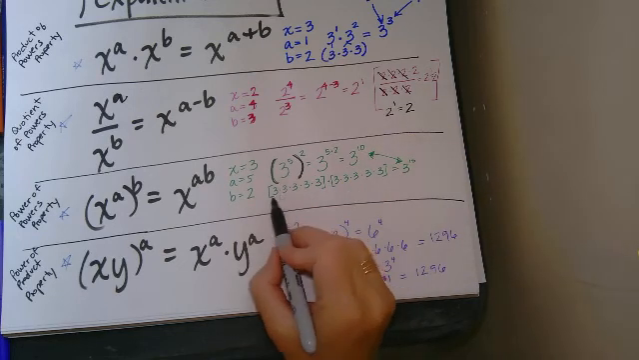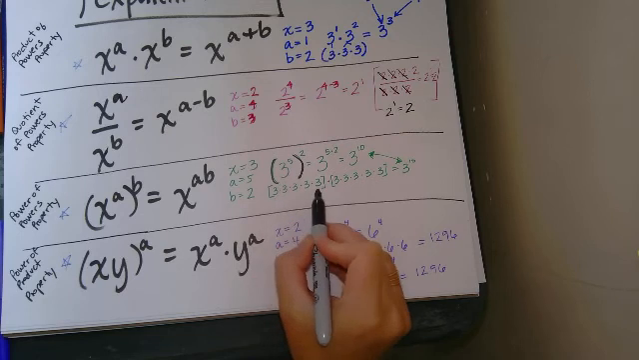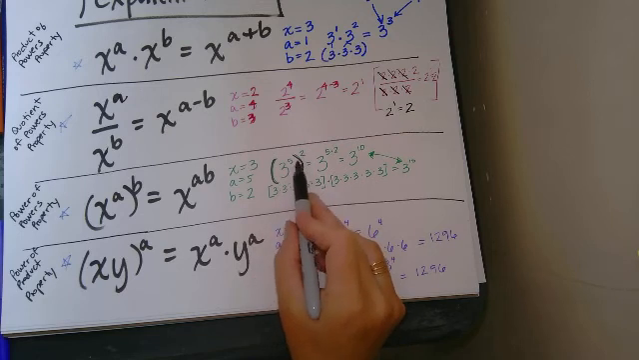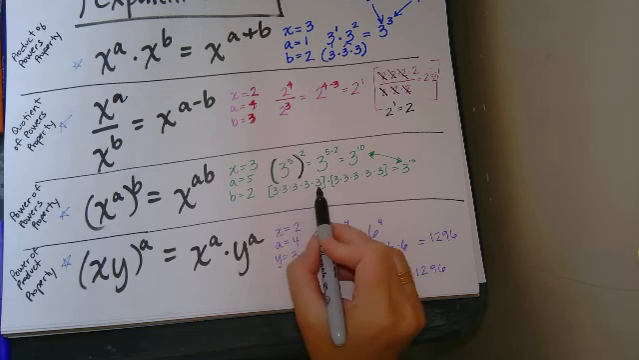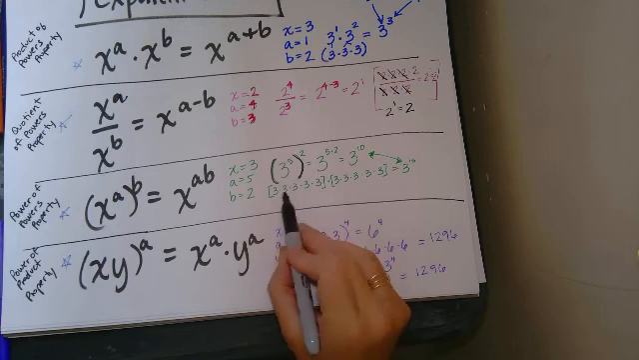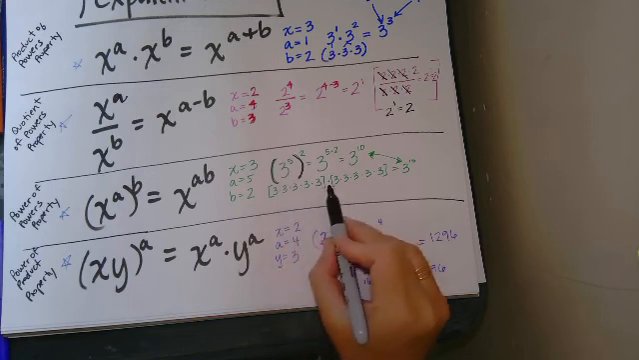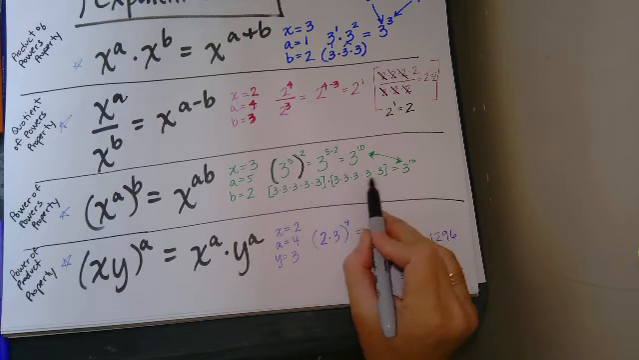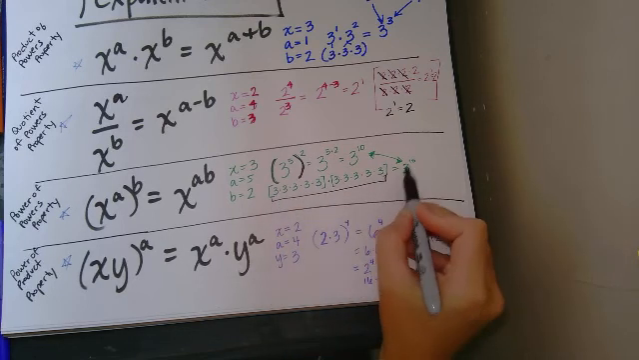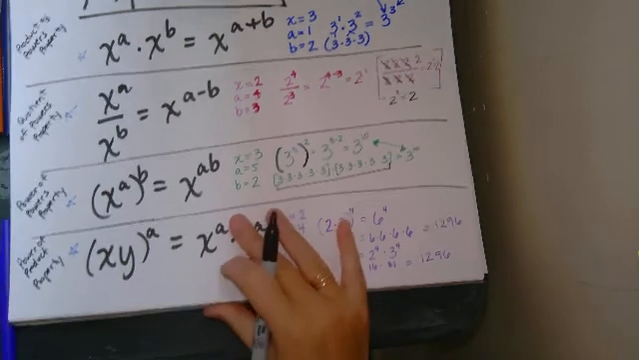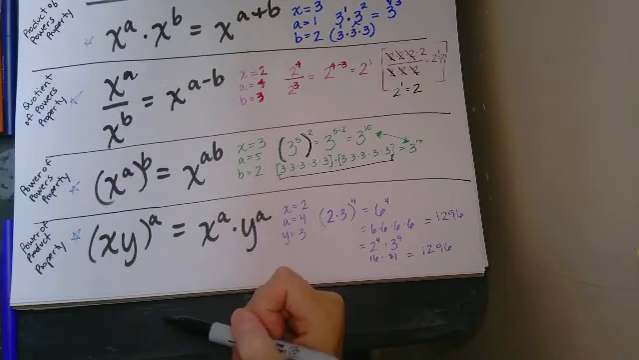Now to see how that works, of course it works, because 3 to the 5th is 3 times 3 times 3 times 3 times 3. And then when we square a number, we multiply it by itself. So let's multiply 3 times 3 times 3 times 3 times 3 times itself, and we get 3 times 3 times 3 times 3 times 3 times 3 times 3 times 3 times 3 times 3, which is another way of writing 3 to the 10th.